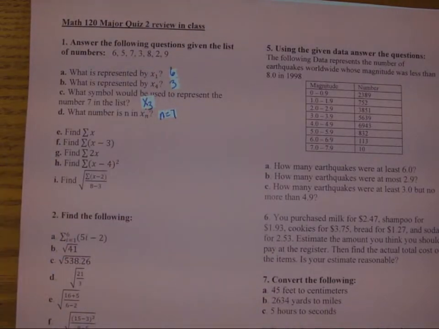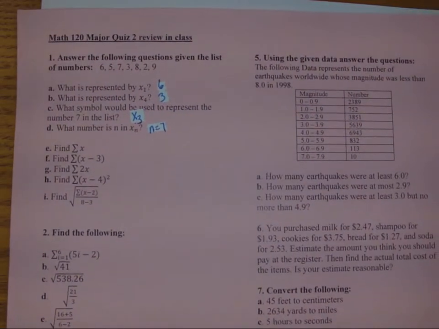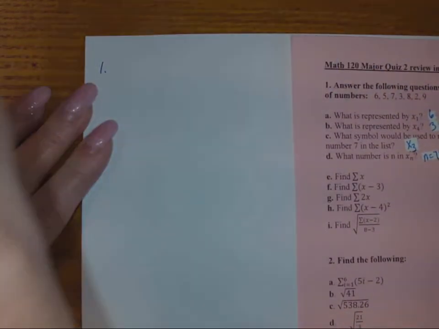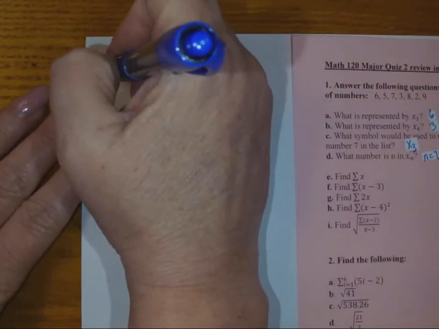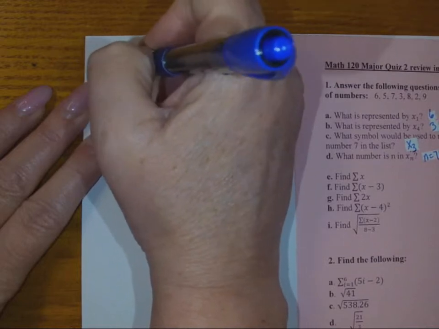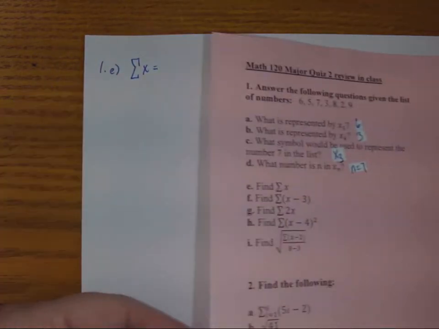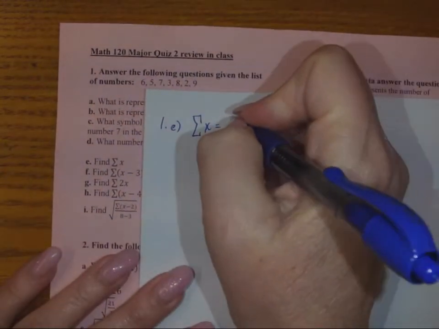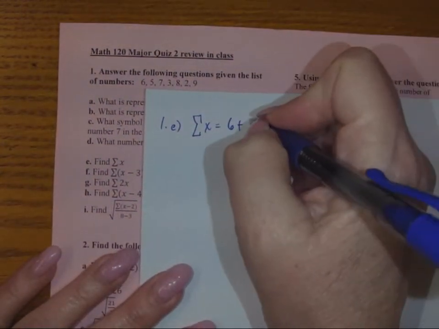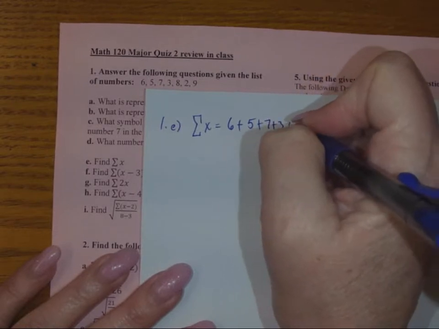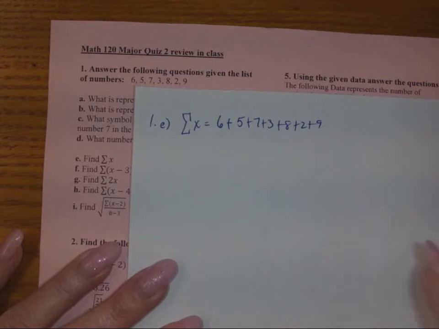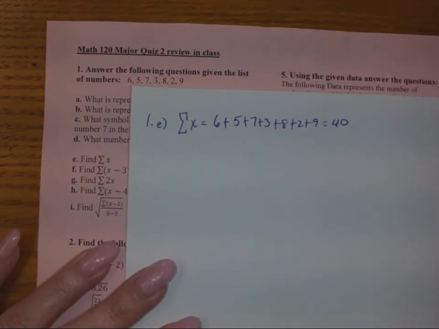So finding the summation of x. So these are our x up here and we're going to find the summation of it. So if we're looking for the summation of x, that means we're just going to add those numbers together. So we are looking at 6 plus 5 plus 7 plus 3 plus 8 plus 2 plus 9. And when we add those all together, we should get 40.